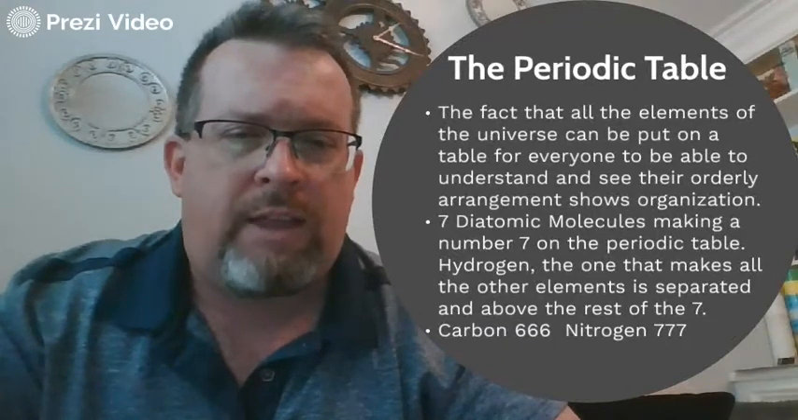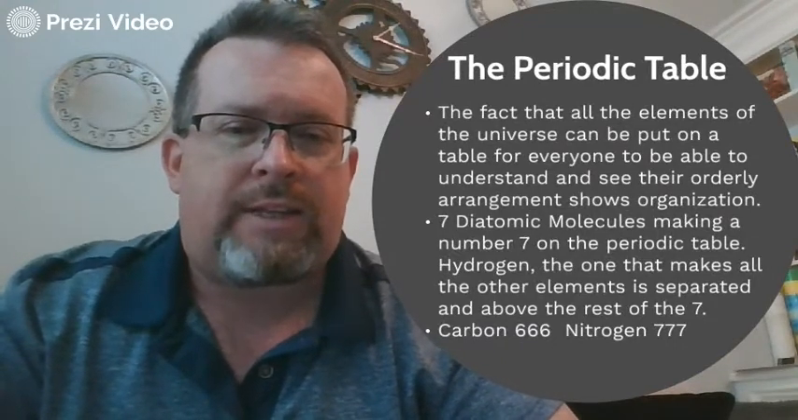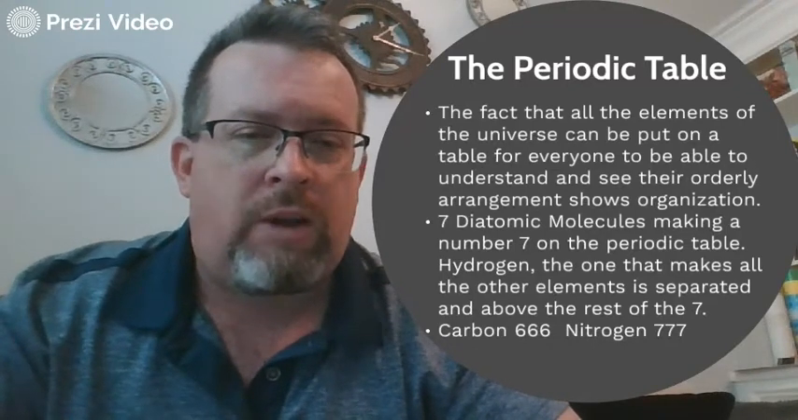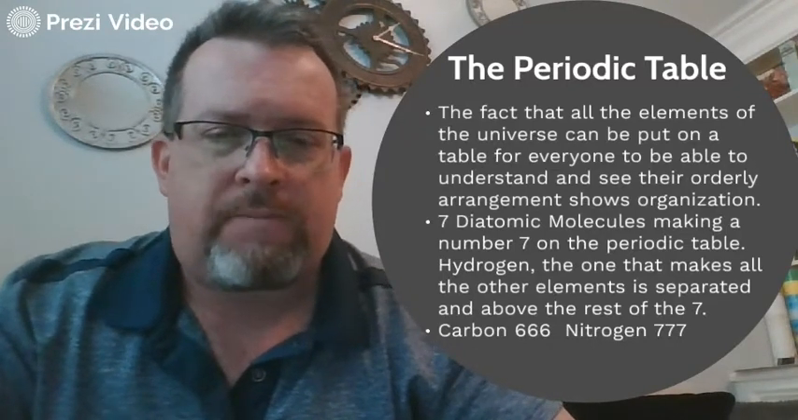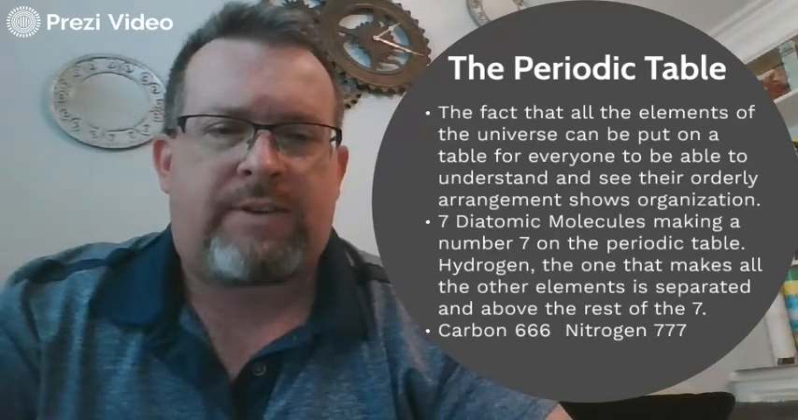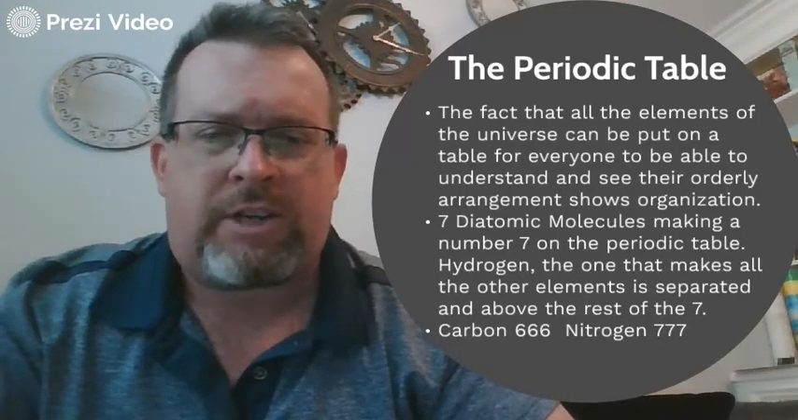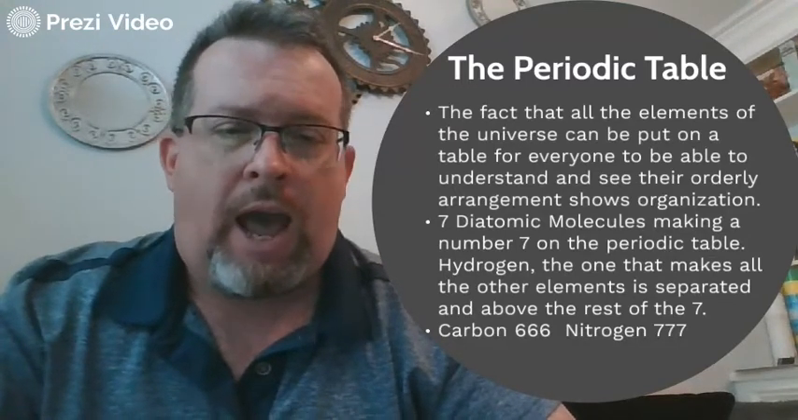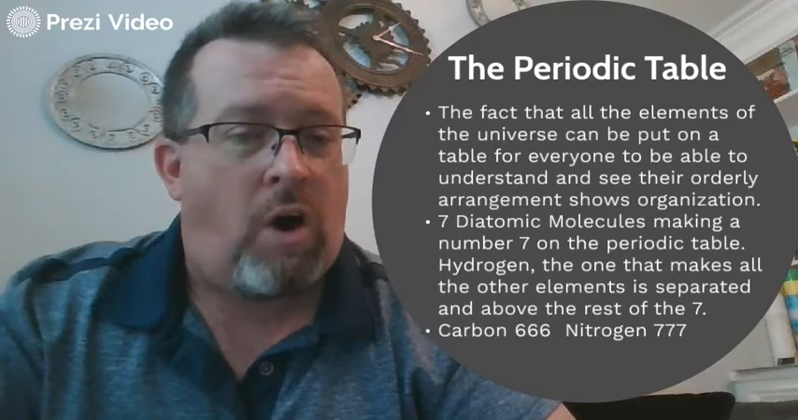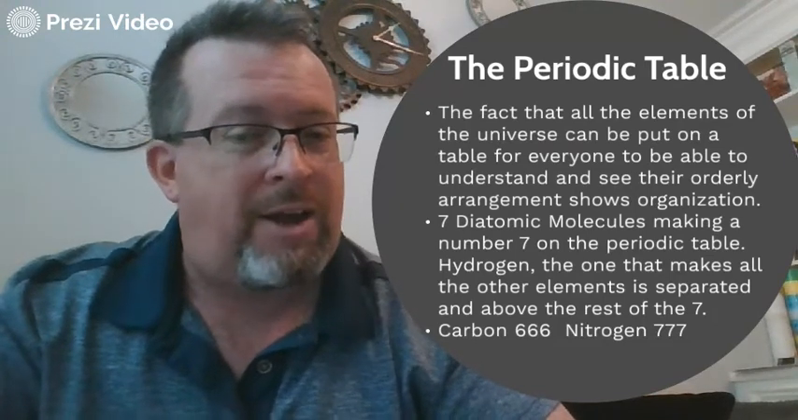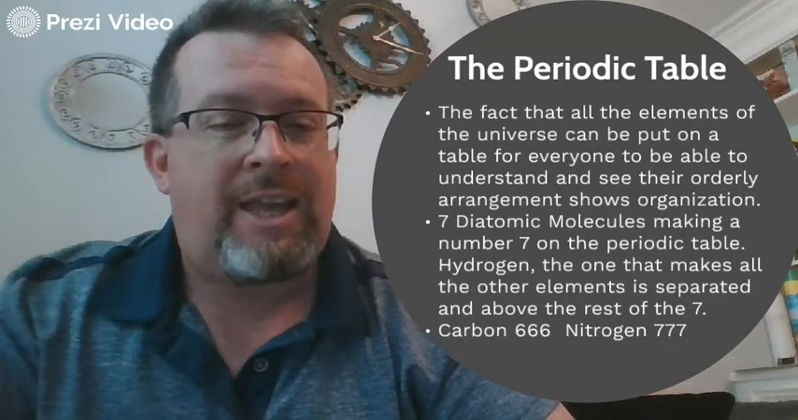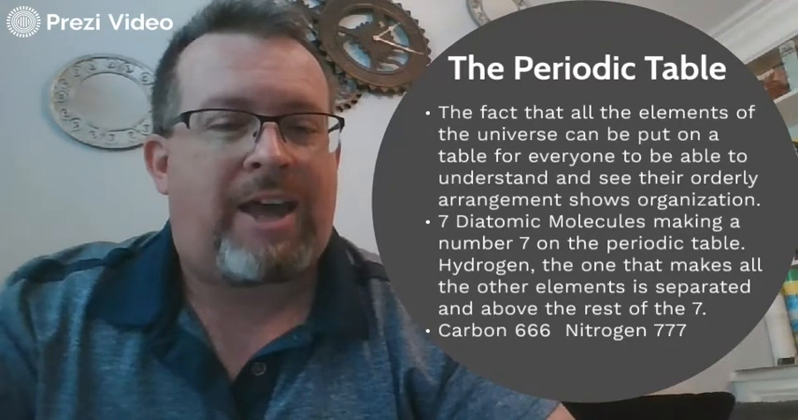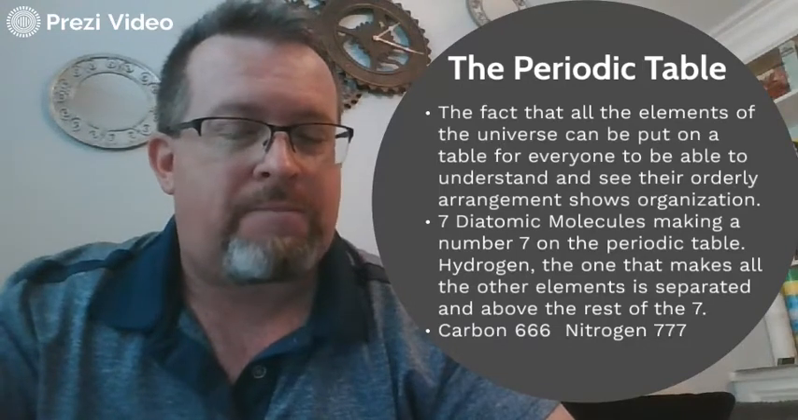The fact that all the elements of the universe can be put into a table for everyone to be able to understand and see an orderly arrangement shows organization. There are also 7 diatomic molecules. Every chemistry teacher knows this. 7 diatomic molecules making the number 7 on the periodic table. Hydrogen, the one that makes all the other elements, is separated above the rest in the 7. That means there are 6 below that help make up the number 7, but all make the number 7.